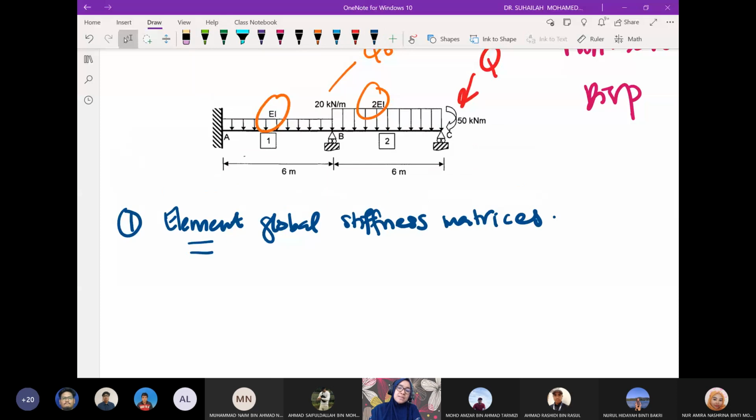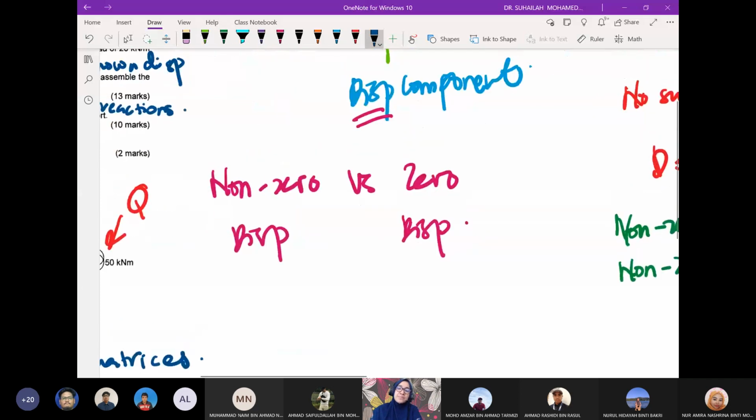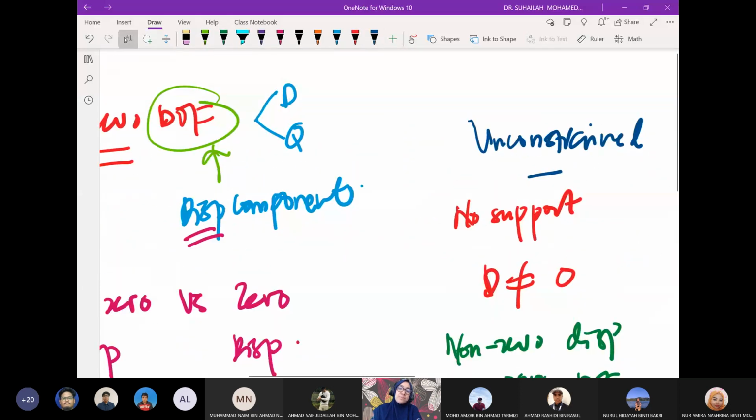In this case, this is quite a direct question, because the length for element number 1 and element number 2 is the same. Means that we only calculate the K1. The label is different, but before we can establish the element global stiffness matrices, we have to do this part first.